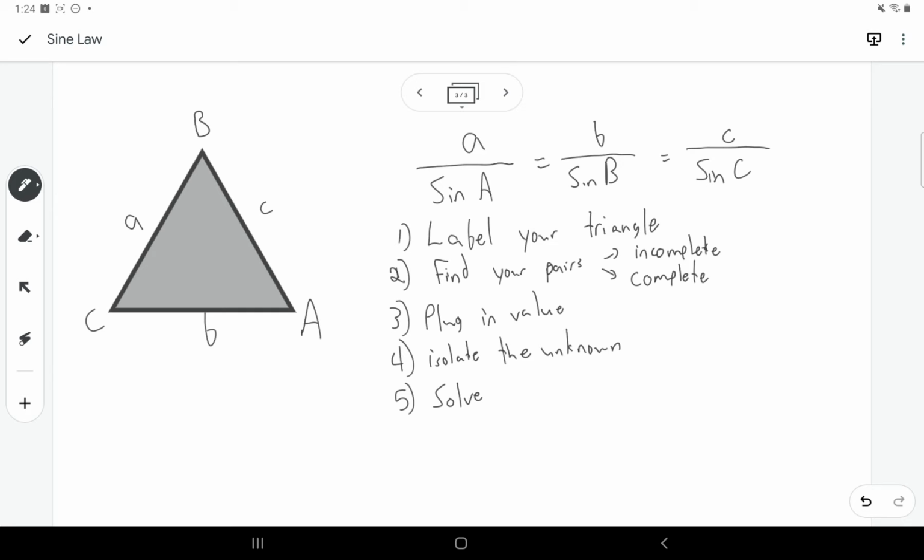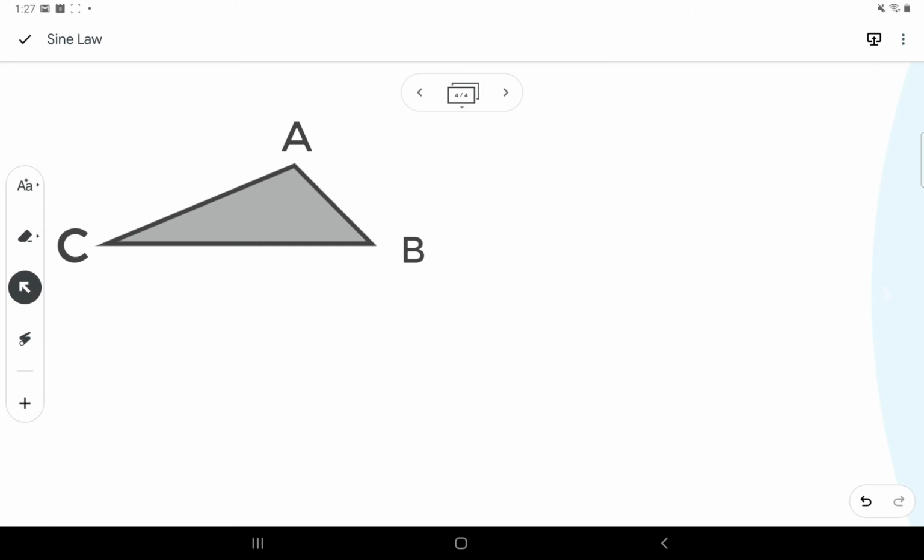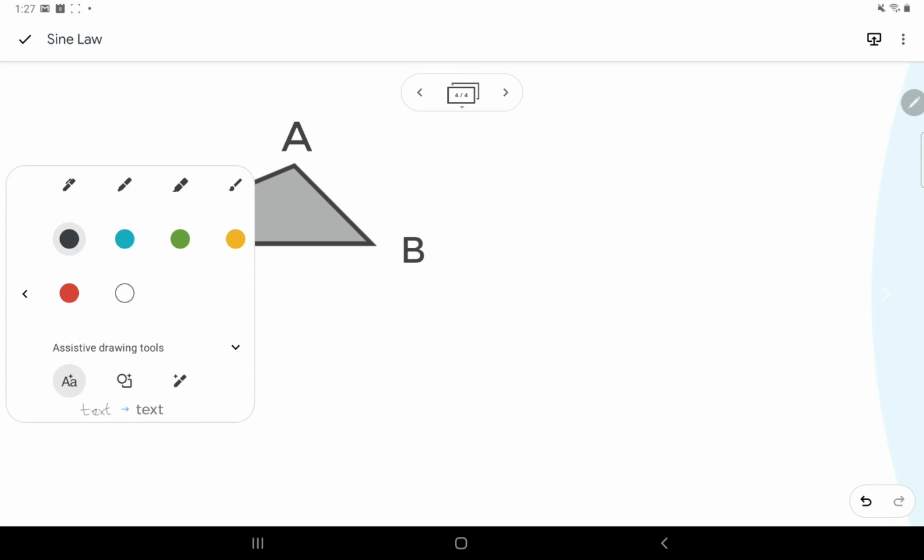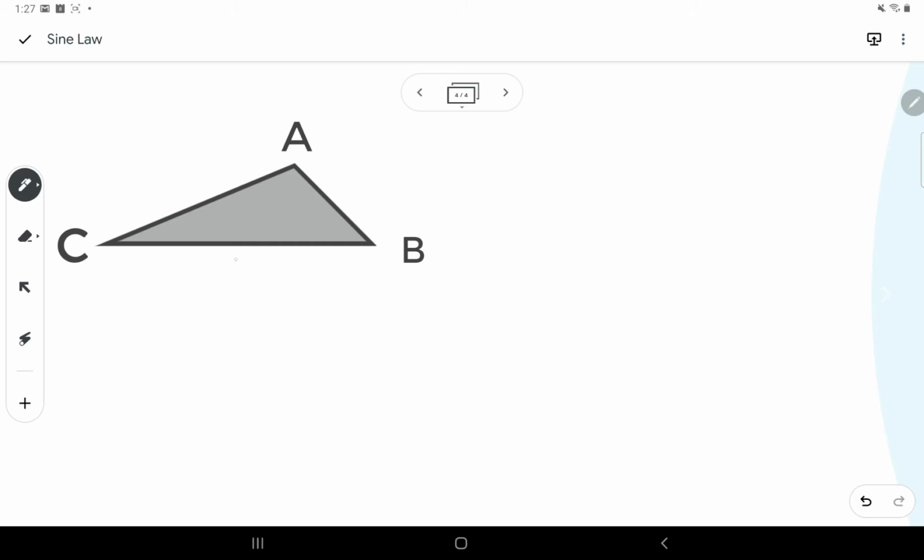Okay, so let's set up an example here. Let's say we have a triangle like this one. Now we have a little bit of information about it. We know that this side down here is going to be 29. Okay, that's that side length. We know that this angle over here is going to be 68 degrees. And let's say that we also know this angle is 18 degrees.